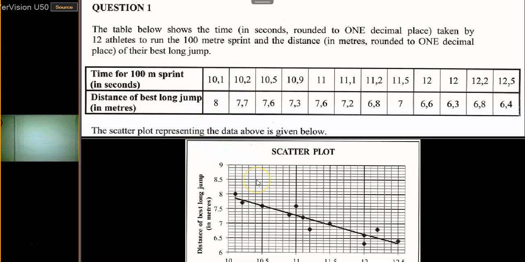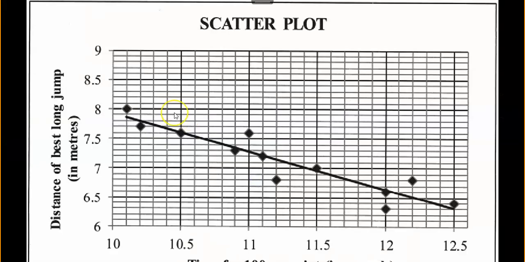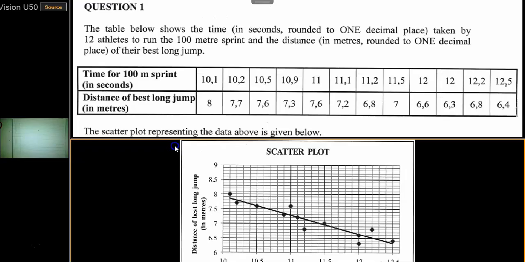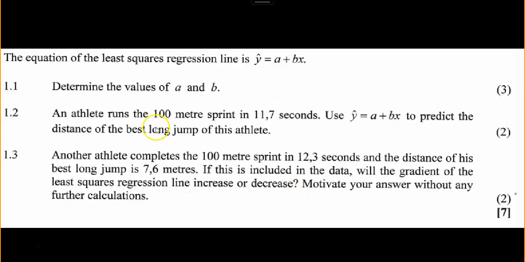This scatter plot is a representation of that data, and we can see the line and all the points in proximity to the line itself. The instruction here is that the equation of the least squares regression line is y hat equals a plus b times x. So we need to find the values of a and b, and we do that by using our Casio calculator. Let's have a look at how we do that.